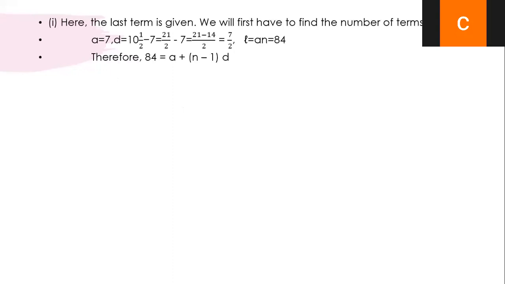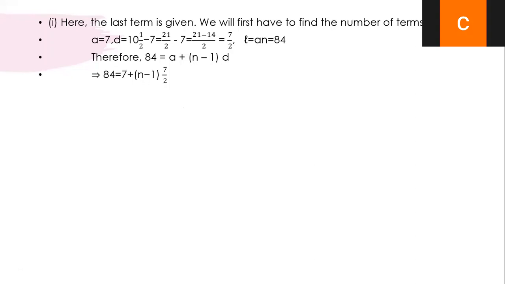Yeah, first, in this one, we need to find out the N value, children. A value they gave, D value they gave. After getting the N value, apply these values in the sum of first N terms of an AP. Am I clear, children? So tell me the value of N.